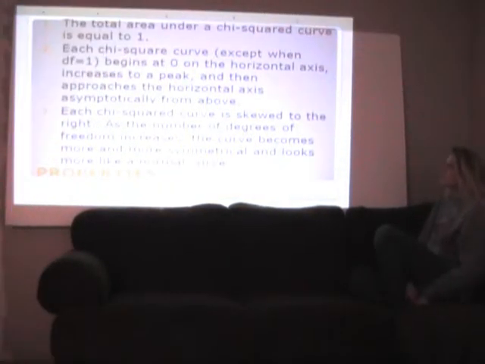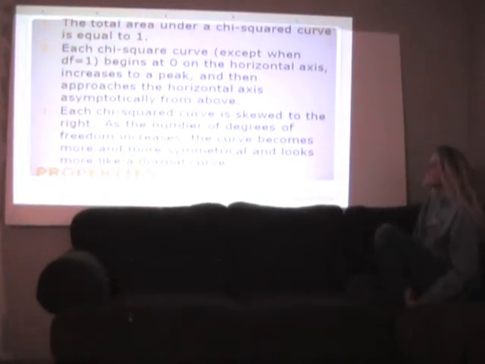There are three main properties for chi-squared distributions. First, the total area under a chi-squared curve is equal to 1. Second, each chi-squared curve, except when degrees of freedom equals 1, begins at 0 on the horizontal axis, increases to a peak, and then approaches the horizontal axis asymptotically from above. Third, each chi-squared curve is skewed to the right.